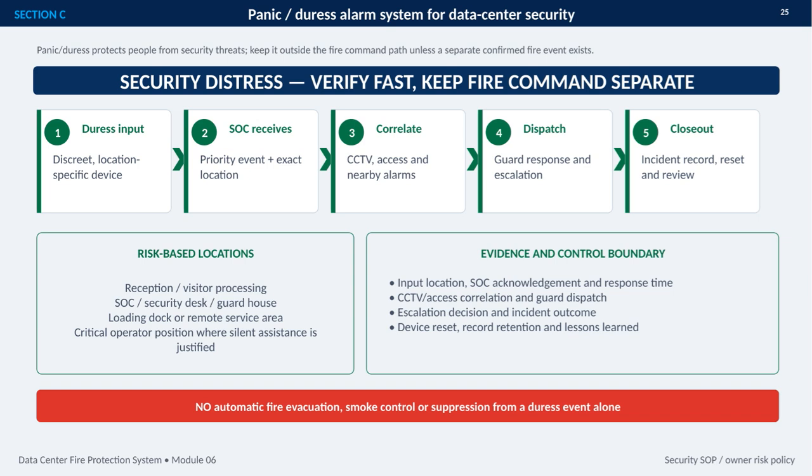Locations should be selected through the owner's risk policy. Examples include reception and visitor processing, the SOC or security desk, a guardhouse, loading docks, remote service areas, and critical operator positions where silent assistance is justified. Evidence should capture the input location, SOC acknowledgement, response time, correlation checks, dispatch, escalation decisions, outcomes, reset, and record retention. This supports accountability and continuous improvement without confusing a security distress event with a confirmed fire.